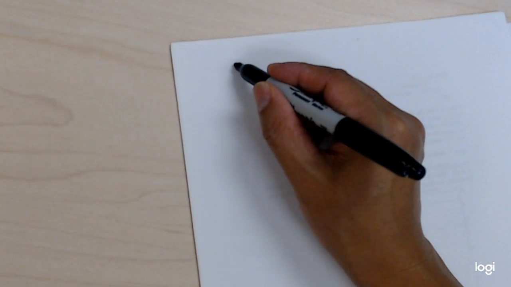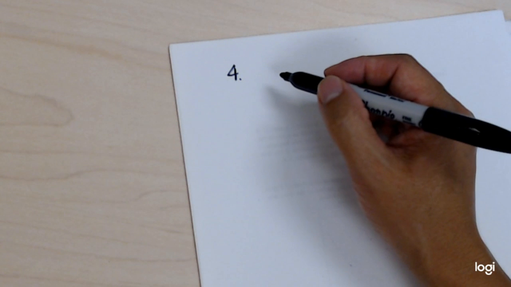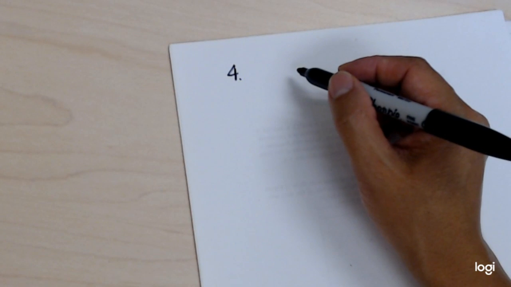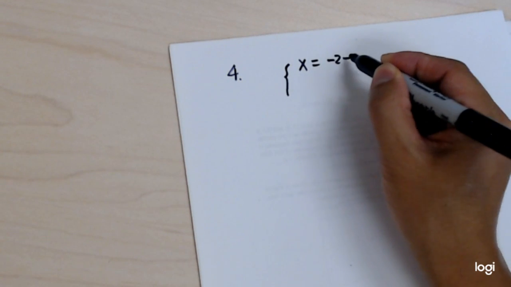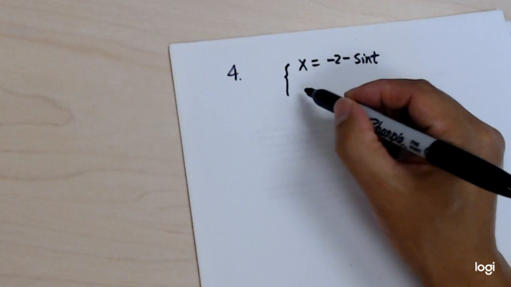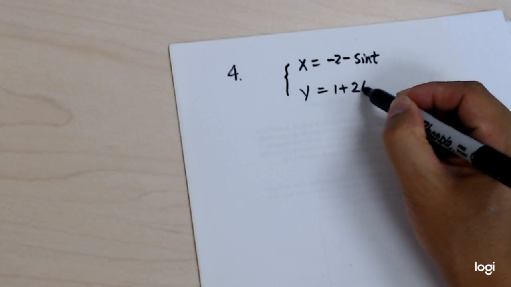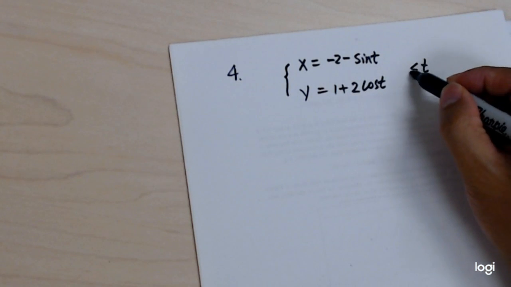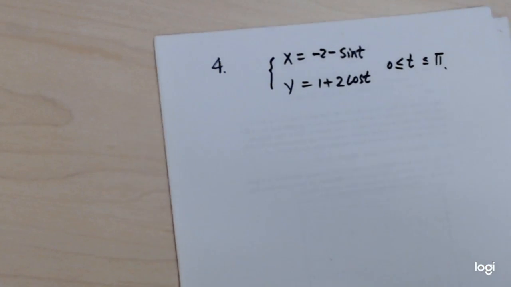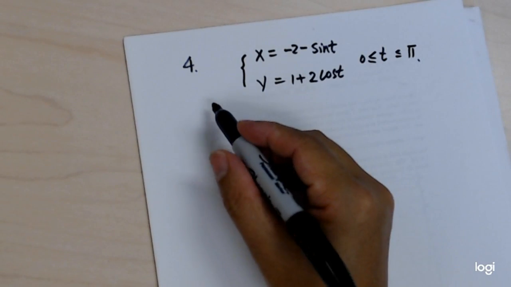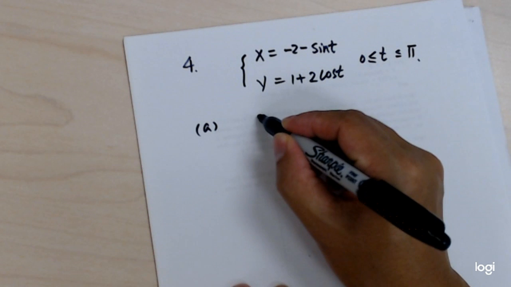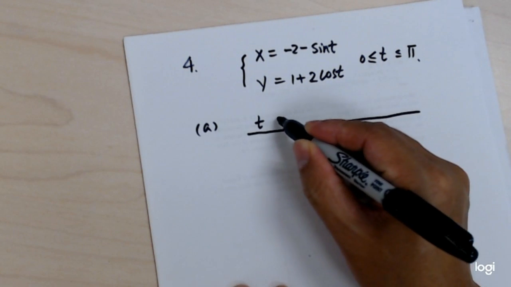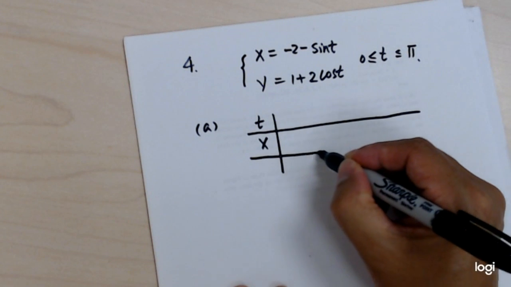The fourth problem is to sketch the curve given by this set of parametric equations. This is relatively straightforward, okay? So to plot the curve, I just plug in a few typical t values, and then carefully calculate x and y.